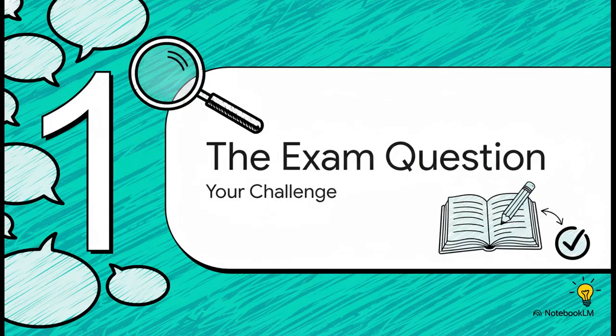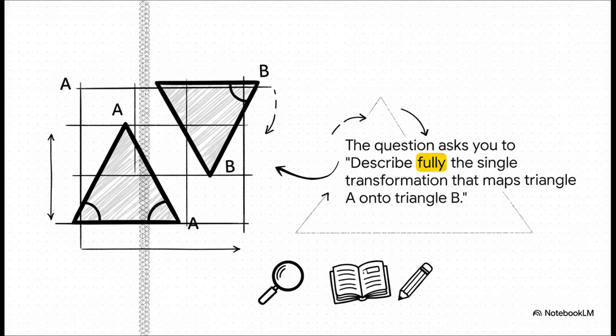Okay, first things first. Let's look at the challenge we're tackling today. We're going to treat this as our little case study. So here it is. We've got 2 triangles on the grid, A and B. And the instructions are really specific. Describe fully the single transformation that maps triangle A onto triangle B.